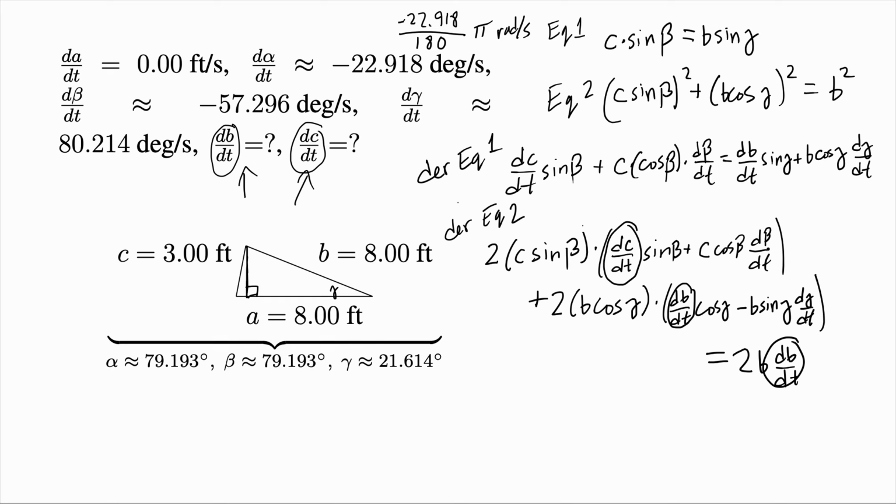We know dβ/dt after we convert to radians. Remember that? dγ/dt after we convert to radians. And then we can plug in the b and all these other things. We can plug those in, and then we have an equation with two unknowns, dc/dt and dB/dt. In fact, we have two equations with these unknowns. Everything else we can plug in and get what it is, but dc/dt and dB/dt.